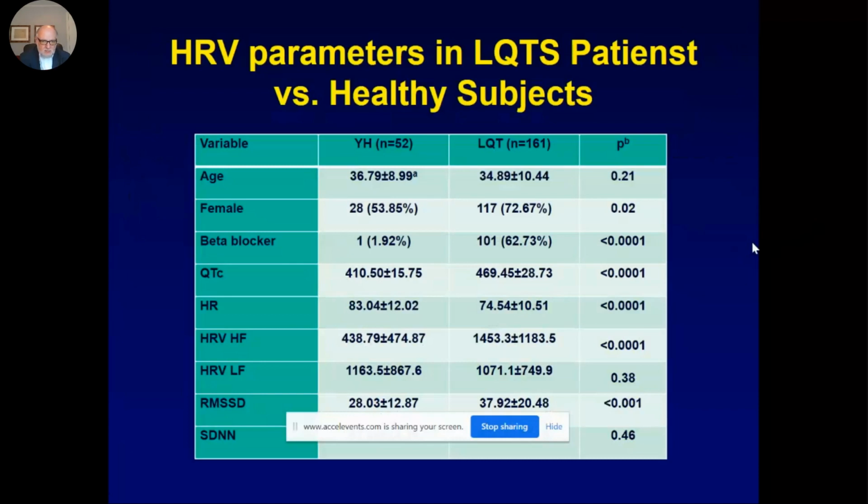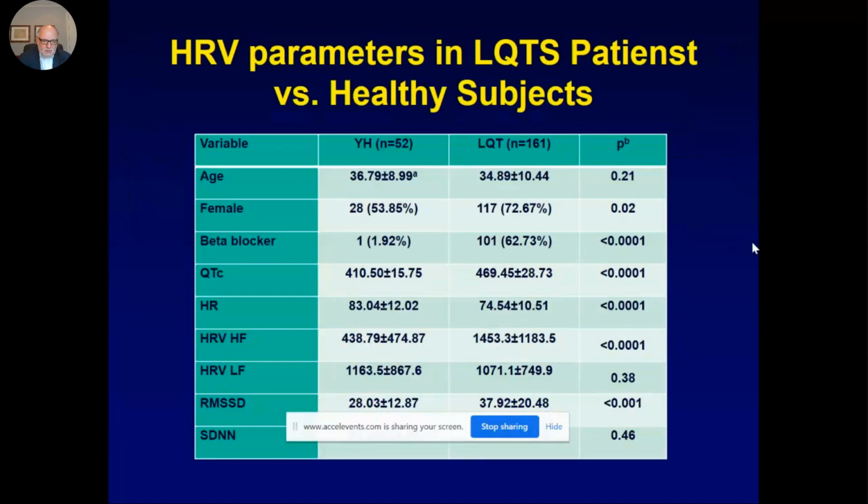And as you see, there is a pretty large cohort, 160 versus 50 young healthy people, and age is about 36, 34 on average, so pretty similar. Obviously, QTc is longer in long QT patients. Heart rate is lower in patients with long QT, since obviously 60% of them were on beta blockers.